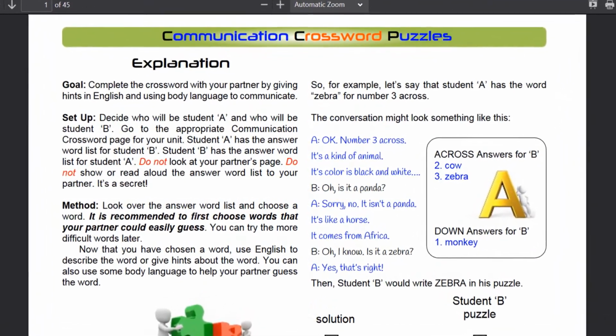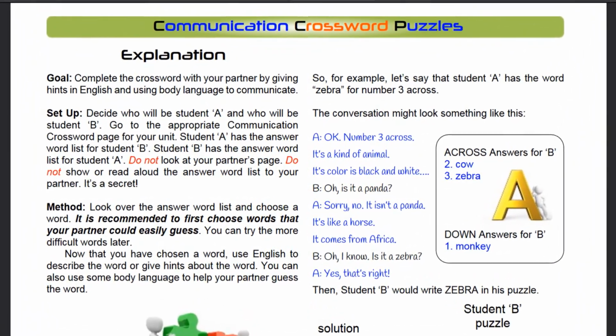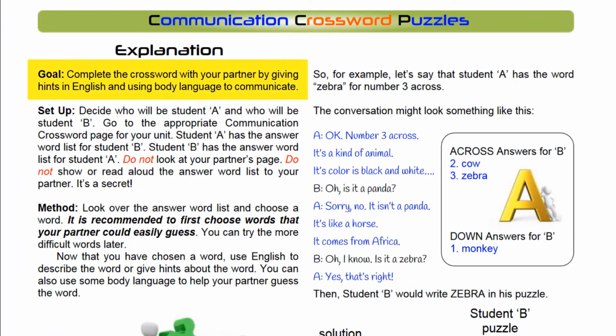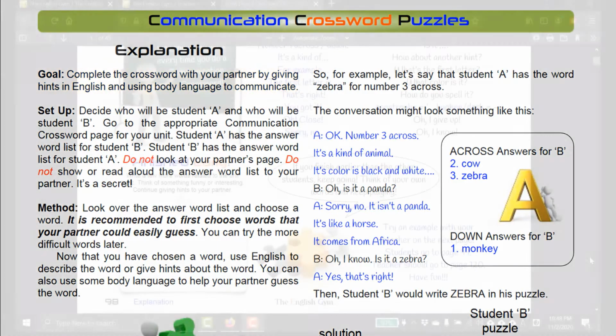But basically, it's kind of like the game Taboo, where students cannot say the answer word, but they need to describe it to their partner. So, student A has the answer word list for student B, and vice versa. The puzzle themes correlate to the unit topics.